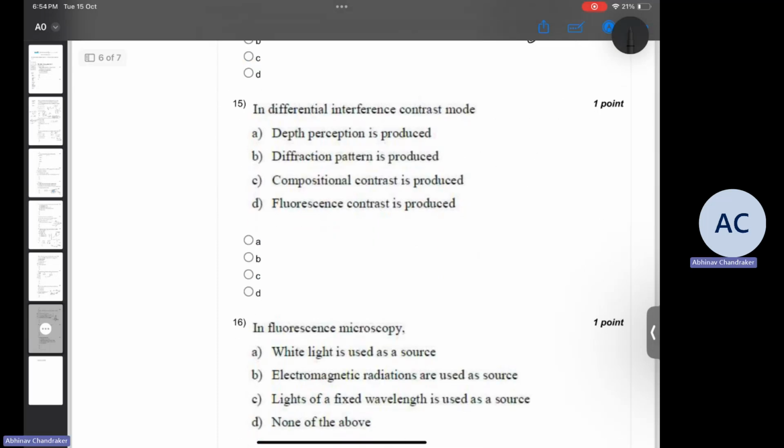Question 15. In differential interference contrast mode, DIC, compositional contrast is produced, depth perception is produced, diffraction pattern is produced, or fluorescence contrast is produced.